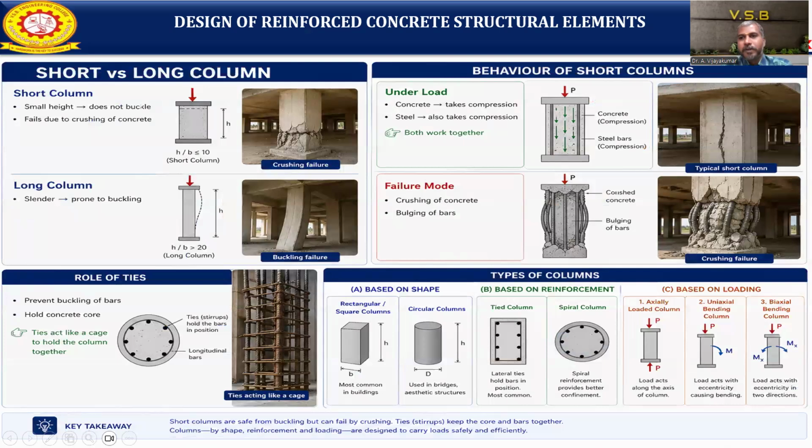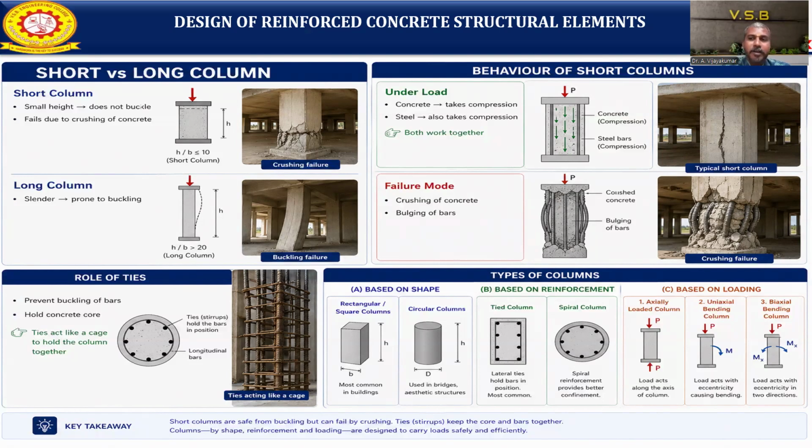First of all, we need to understand the meaning of short as well as long column. What is a short column? As the name itself says, the height of the column is very, very small. It does not buckle, but it will take crushing. So we can say the short column fails due to crushing of the column. How to classify it numerically? That means h by b, height divided by width of the column, is less than or equal to 10. Then we can say it is a short column.